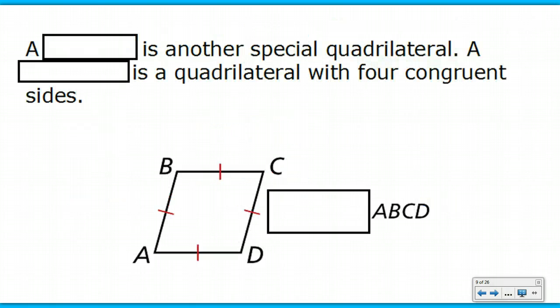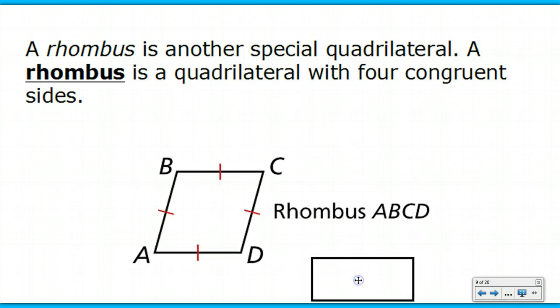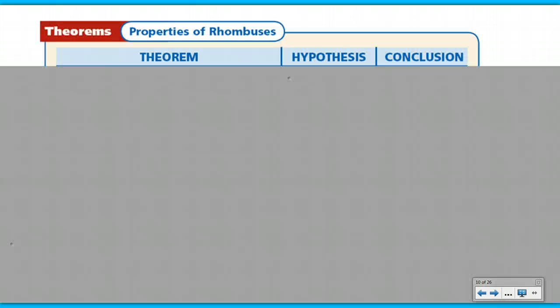Our next special quadrilateral is one which has 4 congruent sides. And do you remember the name? I know you do. Rhombus, right? A rhombus is a quadrilateral with 4 congruent sides. So we have a rhombus named ABCD here. Let's look at a few properties of rhombuses.